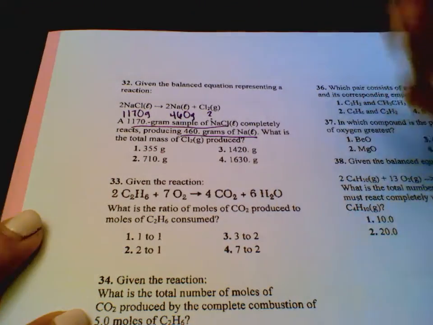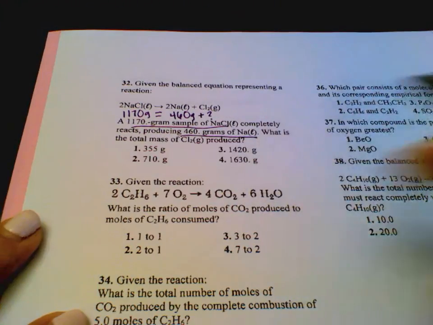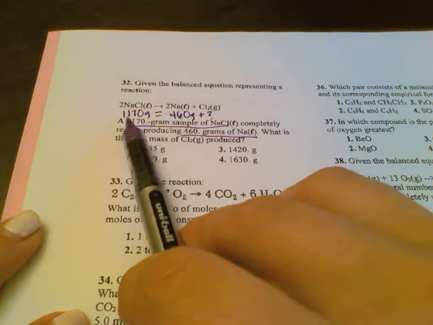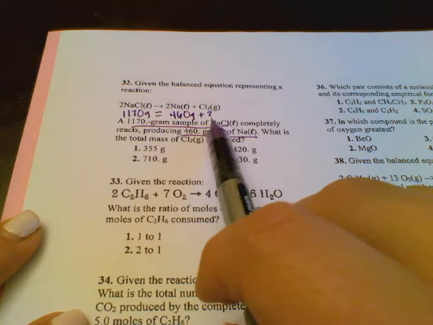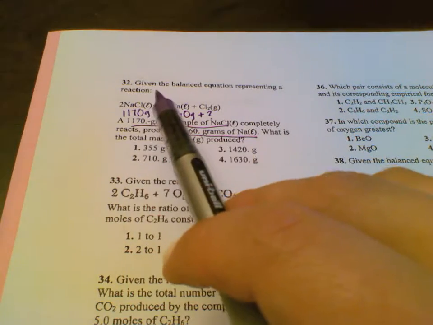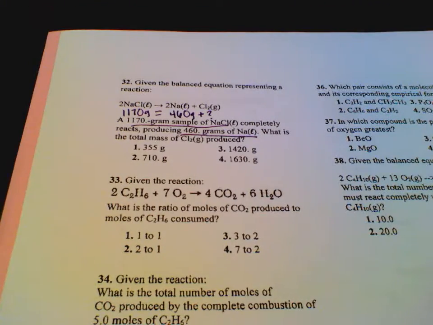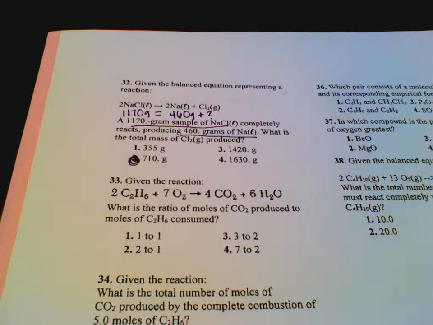Well, conservation of mass, this side has to equal this side. So 1170 has to equal 460 plus something. So what the heck is that something? We'll solve for it. Subtract 460 from this. And so I'm going to get the answer to 32 is going to be choice 2. 710 grams.